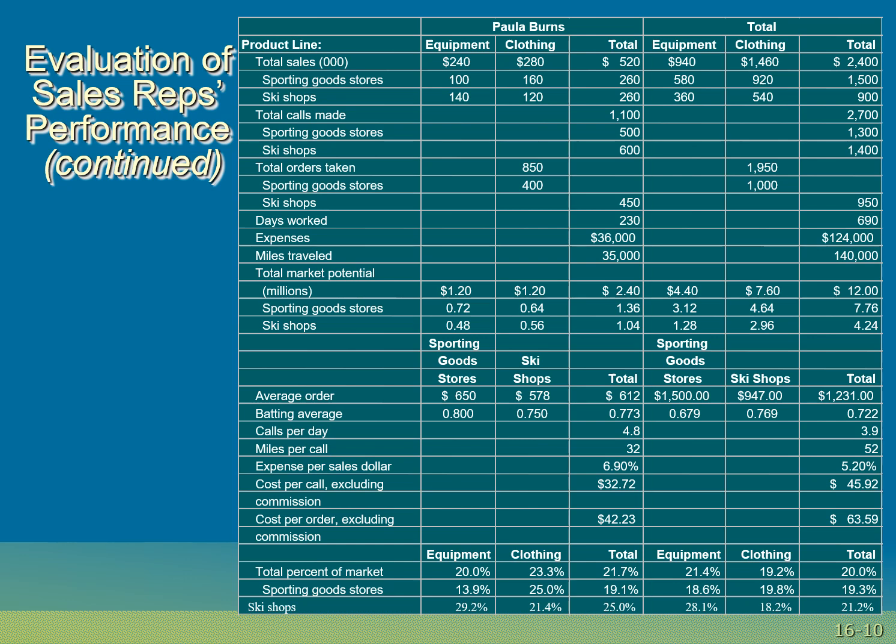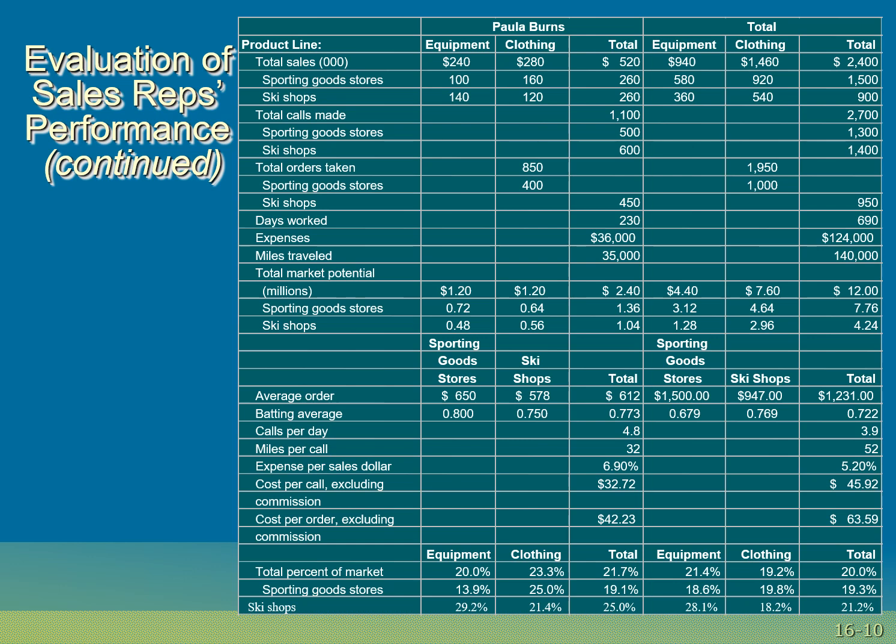And look at her total market potential here, sporting goods. And look at the average order size. Her average order size for equipment and clothing are both much smaller, only 650 and 578, whereas for all salespeople total, the average is 1,500 and 947. So where did Paula not do as well as the other guys? Her size of order is smaller. You tend to get smaller orders from those smaller stores.